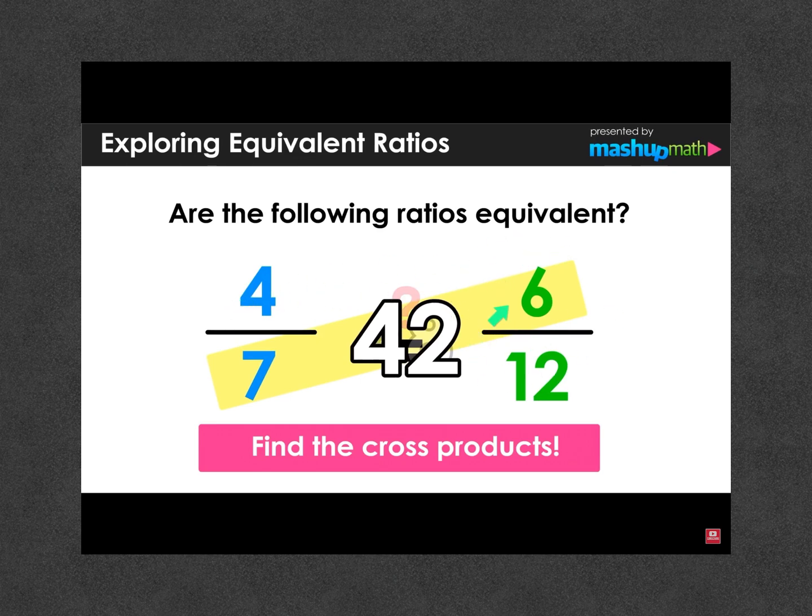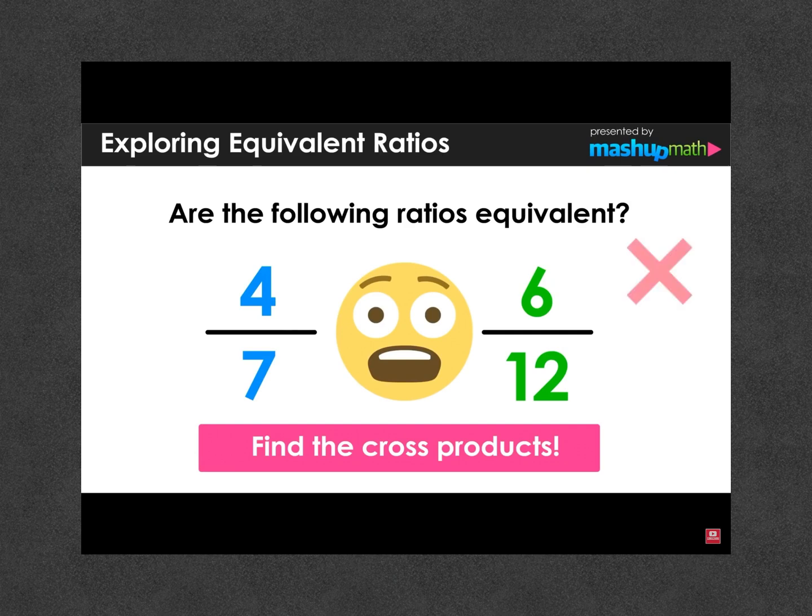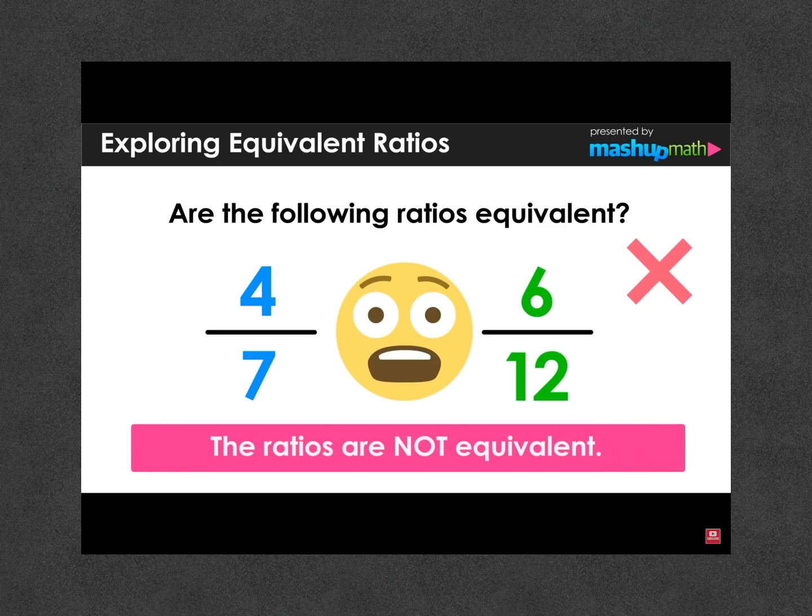We can see that there is no way to get from 4 to 6 with multiplication. Remember, when we are doing equivalent ratios, equivalent fractions, we are only working with multiplication or division. Sure, we could add, but that's not going to help us here. In this example, the cross products of 48 and 42 are not equal. Therefore, we can conclude that these two ratios are not equivalent.